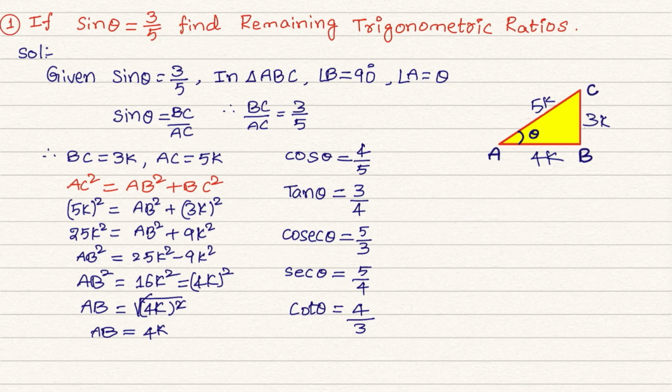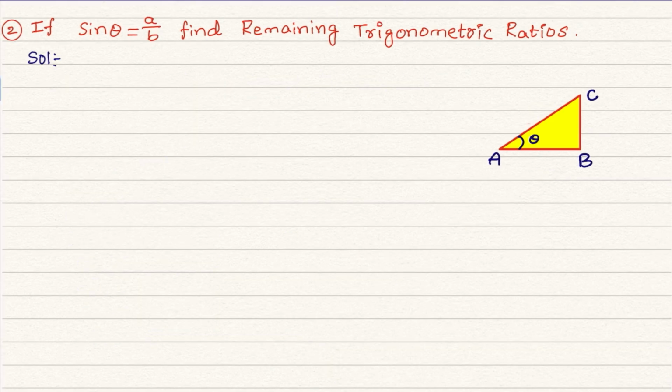So in this way we can find out all the other trigonometric ratios. When one trigonometric ratio is given, by drawing a triangle and by using the Pythagoras theorem, we can find out the third side. Once you know all three sides, all the remaining trigonometric ratios we can find out in this way. Hope you understood this. Let's solve the next problem.